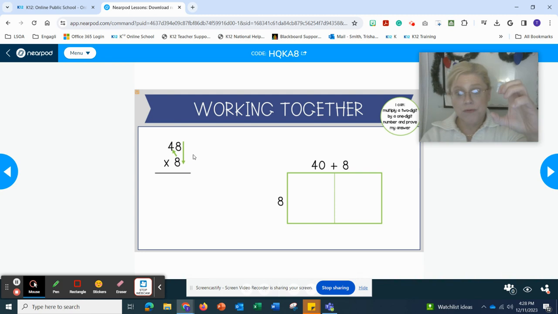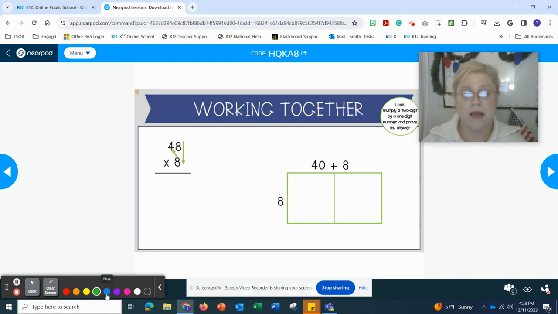So there are 4 groups of 10. If we count by tens 4 times, 10, 20, 30, 40. And how many ones? 1, 2, 3, 4, 5, 6, 7, 8. We get 40 plus 8. And then what are we doing with that 40 plus 8? Well, Ms. Smith, we are multiplying 40 plus 8. So now that we have all of that, we can create our problems inside of our boxes.